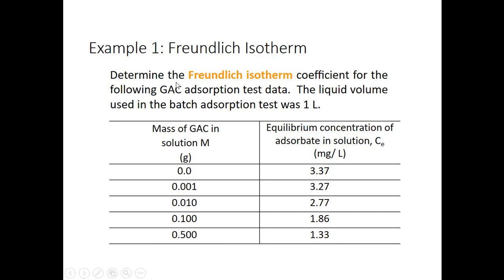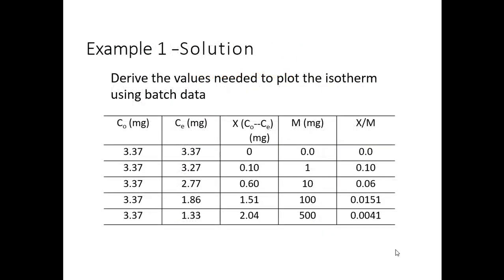The question asks you to determine the Freundlich isotherm coefficients for the following GAC adsorption test data. The liquid volume used in the batch adsorption test was 1 liter. So we have to derive the values needed to plot the isotherm using the batch data. The C initial is 3.37 for each dosage, and the C equilibrium was given for each dosage, as you can see.